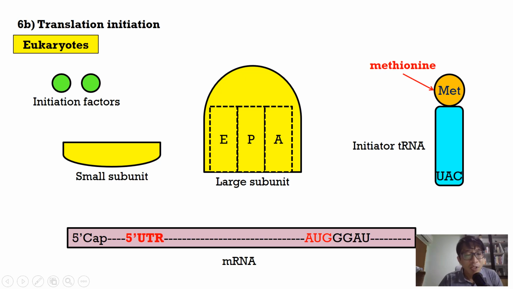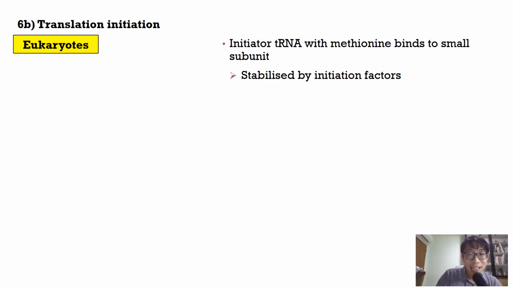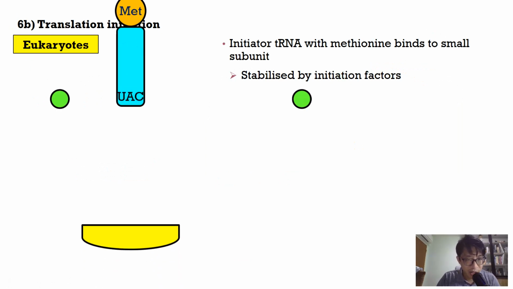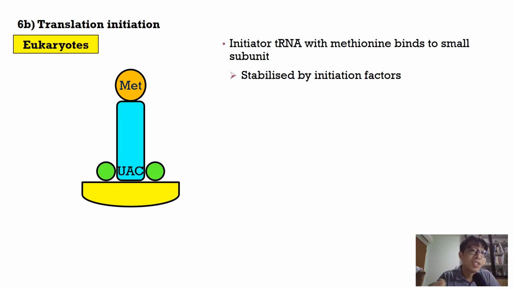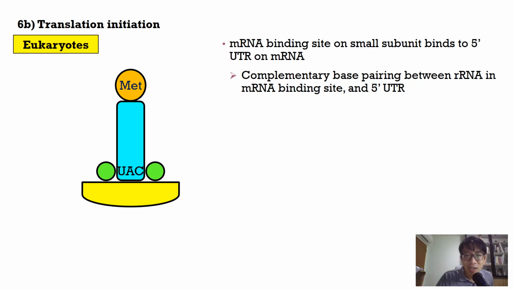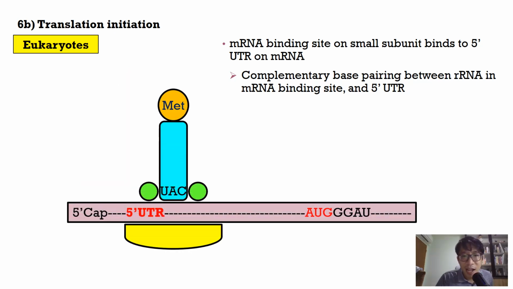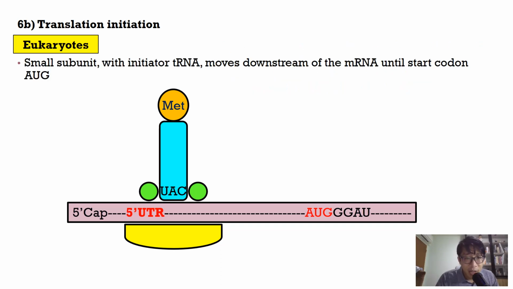The first thing that happens is that the initiator tRNA binds to the small subunit first, and that's stabilized by the initiation factors. So this is different from the prokaryote, in which the mRNA binds to the small subunit first. For the eukaryote, it is the initiator tRNA that binds to the small subunit first. After that, this complex binds to the mRNA via the mRNA binding site of the small subunit, which binds to the 5' UTR on the mRNA. This binding again is due to complementary base pairing between the rRNA at the mRNA binding site and the 5' UTR.